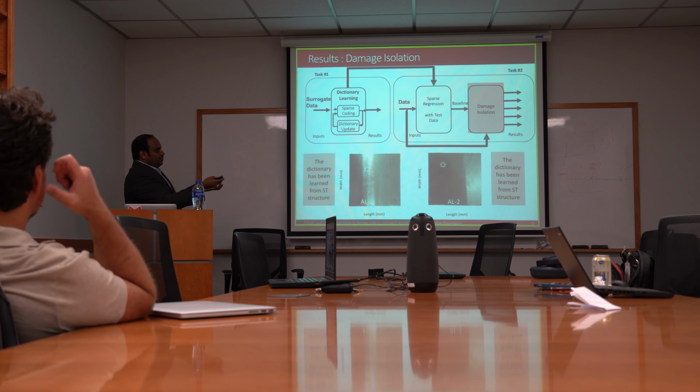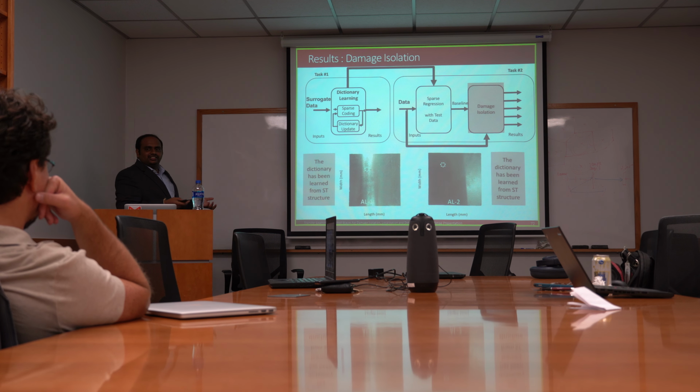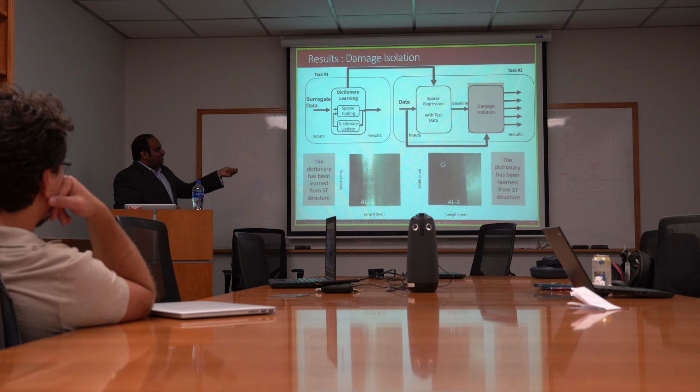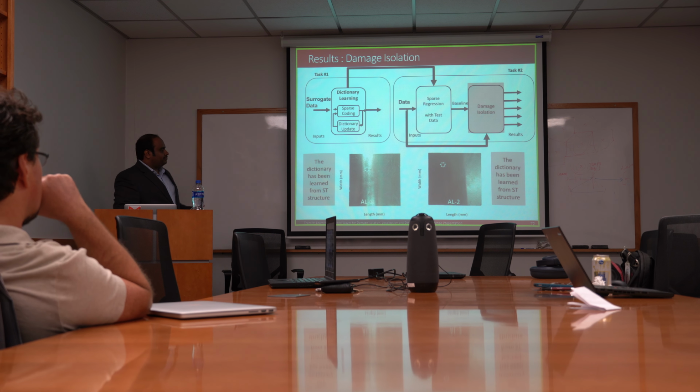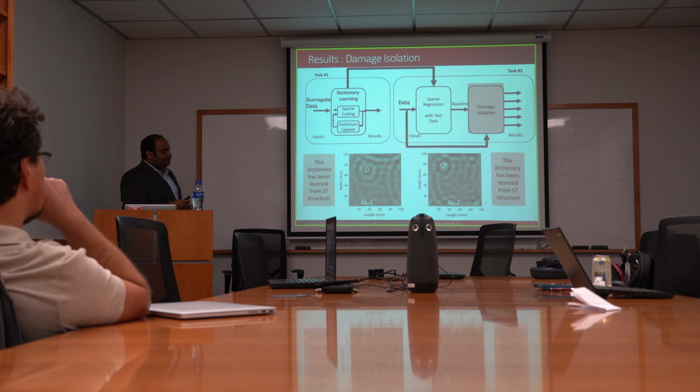Now, again, we have, as I told you, two different plates. We use the same dictionary learned from steel structure to isolate damages from two different aluminum plates. As you can see, I can clearly see the isolated damage signal, visualize the damage signal from both plates.